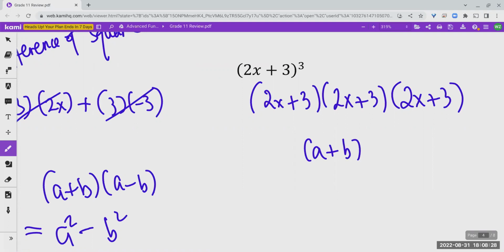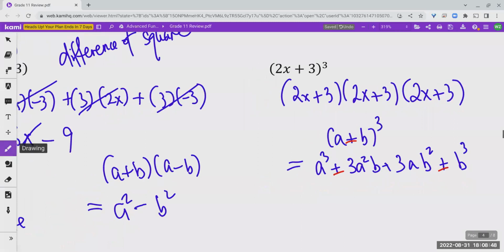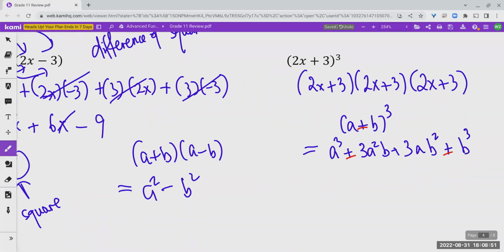(a plus b) cubed is just a cubed plus 3a squared b plus 3ab squared plus b cubed. Now, if it happens to be a minus b, then the second and fourth terms are negative. That's the formula. Again, you don't have to memorize this. You probably won't even see a question like (a plus b) cubed. That's quite rare. But if you do, you don't have to brute force your way. You can either use Pascal's triangle if you forgot how to do that, or you've never learned it. Here's a formula. So let's just try that one.